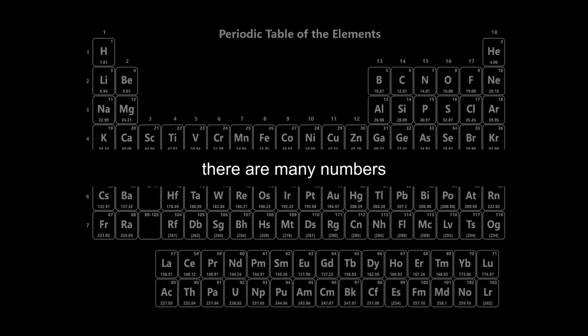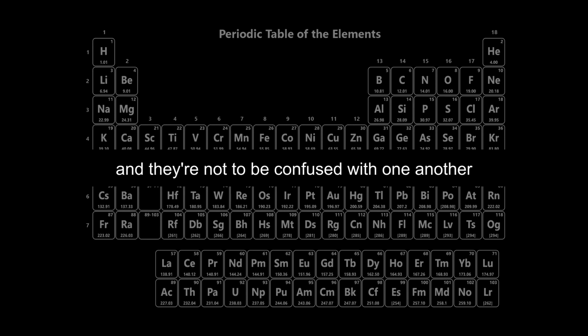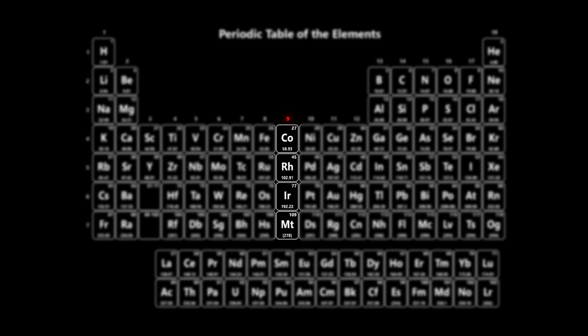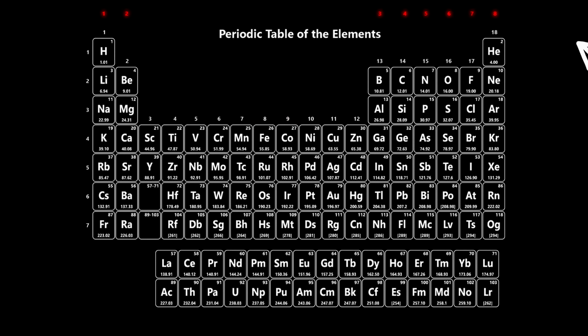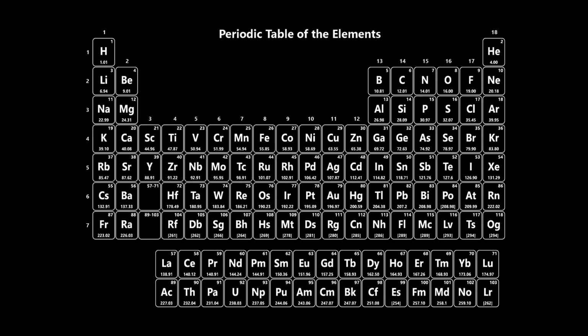There are many numbers at the top of the periodic table, and they are not to be confused with one another. The numbers labeled 1 through 18 simply represent the column of the table itself. These numbers, however, represent the amount of valence electrons in each column. Valence electrons are the electrons in an element's outermost shell. These numbers represent the charge of each element, which show how many electrons they would like to give or take, which is dependent on the amount of valence electrons.